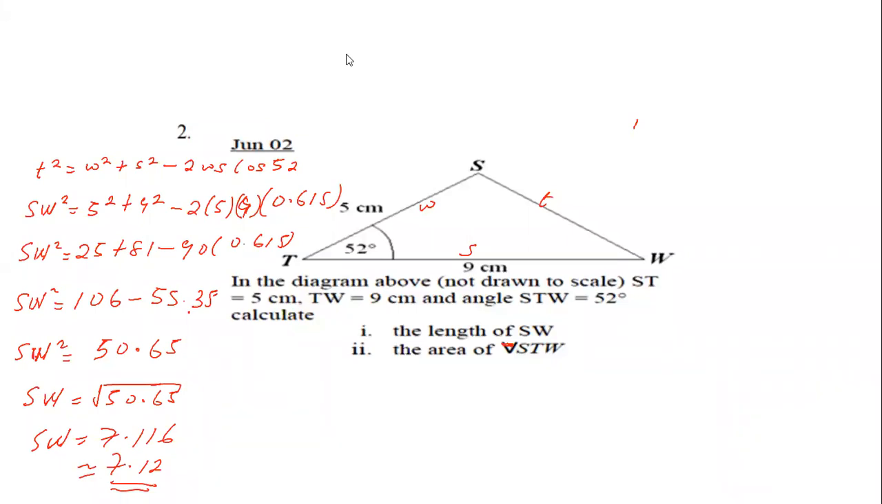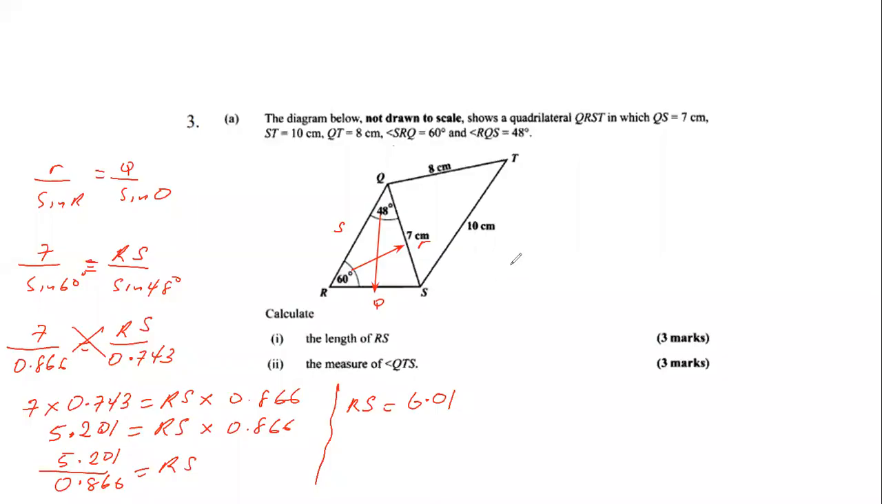For the first one, we use the sine rule. R over sine R is equal to Q over sine Q. So it says 7 over sine 60 is equal to RS over sine 48, right? We find what is sine 60. Sine 60 will give me 0.866. We find what is sine 48. Sine 48 is 0.743. Then we cross multiply.